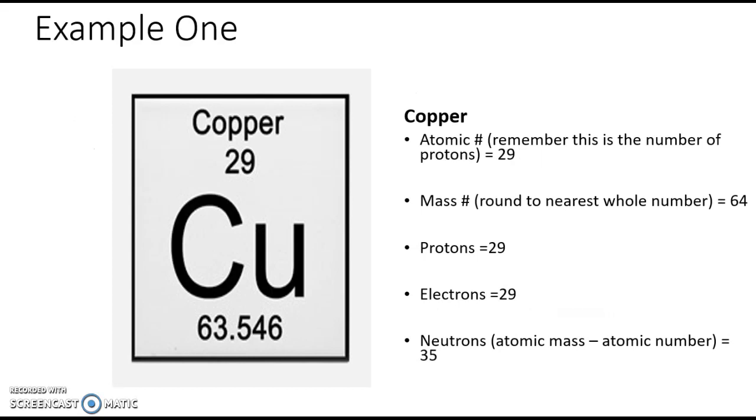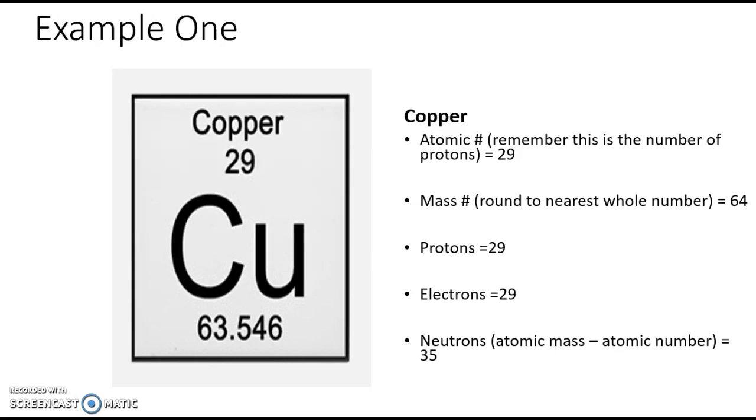So let's talk about what we can find out with the periodic table. We're looking at the element copper. First, we look for the atomic number. The atomic number is the number of protons. We see that it's 29. Next, we want to find the mass number or atomic mass. You need to round this to the nearest whole number, and here we see that it is 64. 63.5 rounds to 64.